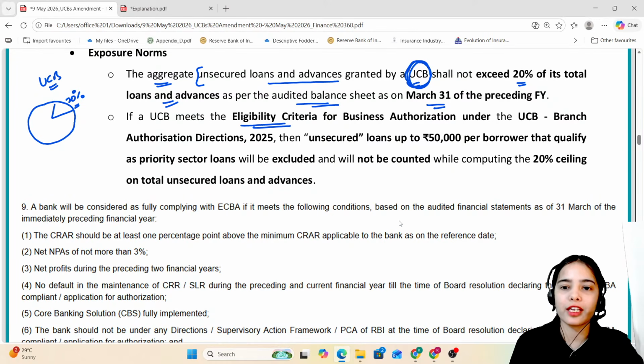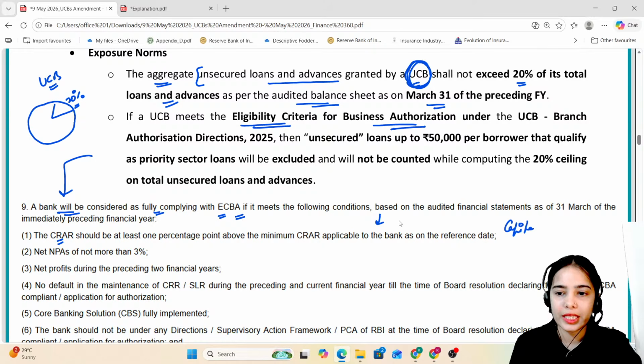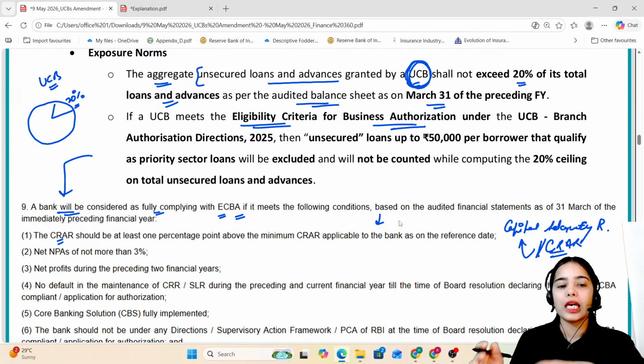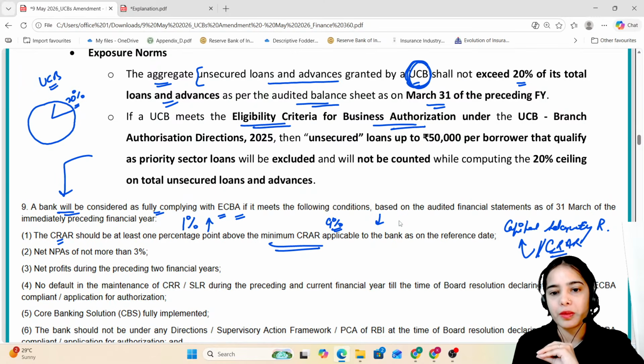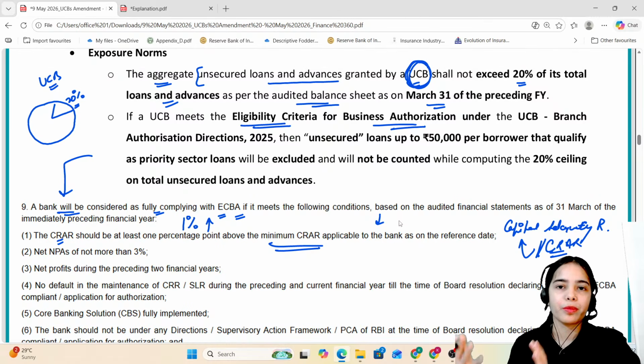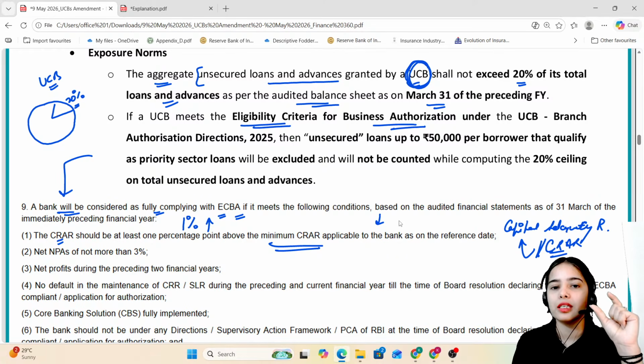If a UCB meets the eligibility criteria for business authorization, now this is the eligibility criteria. A bank will be considered as fully complying with the eligibility criteria of business authorization if it is meeting these conditions. The CRAR, that is the capital adequacy ratio or capital to risk weighted asset ratio, should be at least 1% above the minimum CRAR of 9%, or whatever percentage is applicable, because urban cooperative banks are in different tiers, so different CRAR can be applicable. Okay, net NPAs of not more than 3%.